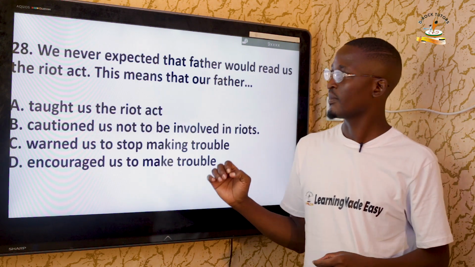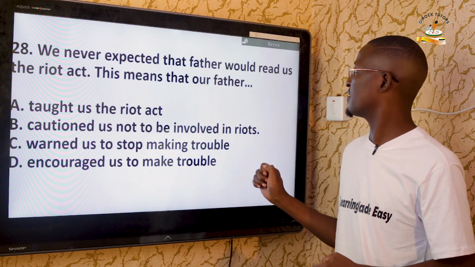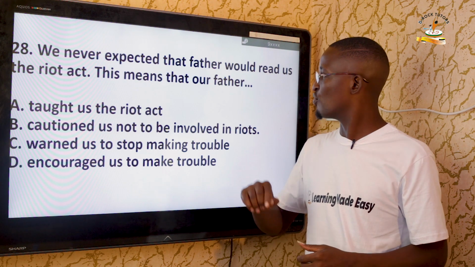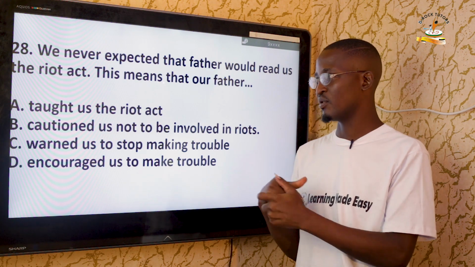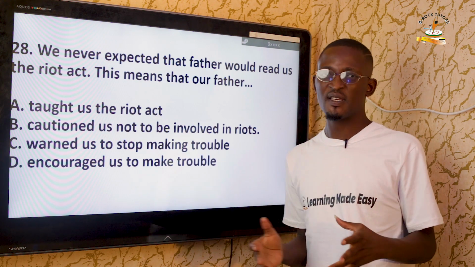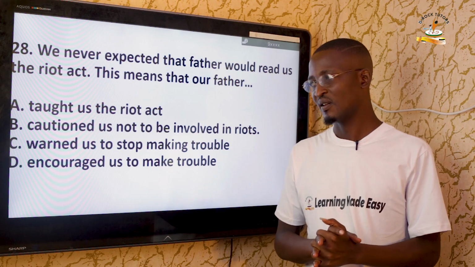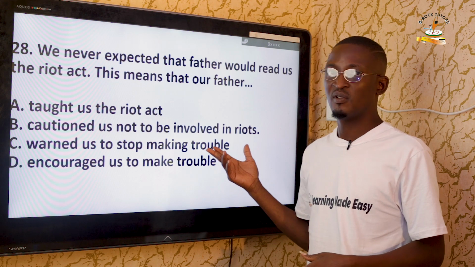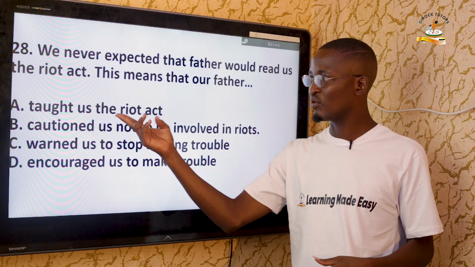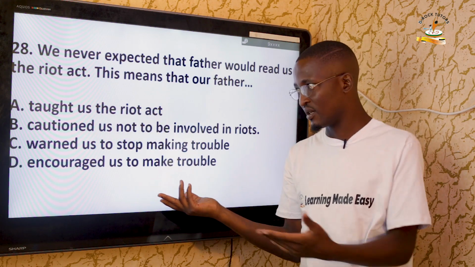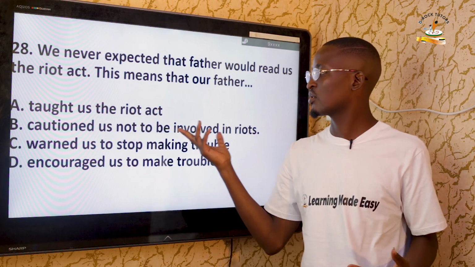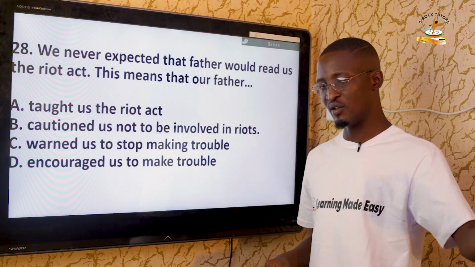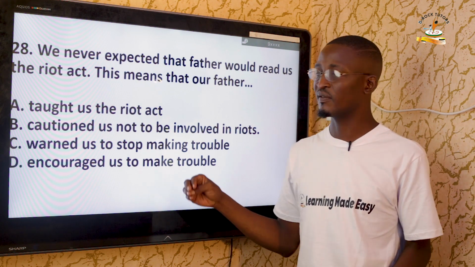28. We never expected that father would read the riot act. Father will read the riot act. What does it mean to read the riot act? That's to give a stern warning. That is, it means he warned us to stop making trouble. Like I said, it cannot be literal, that he taught us the riot act. Reading the riot act means you're warning the group or the persons involved.